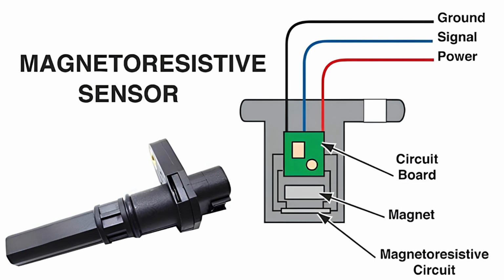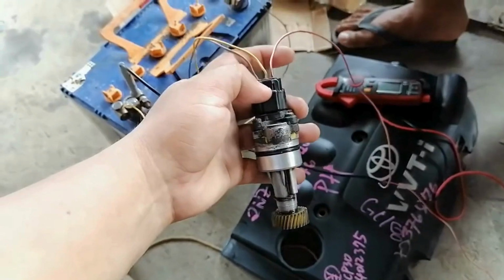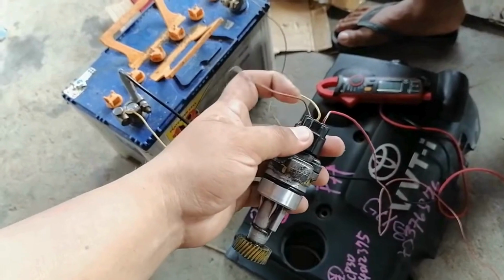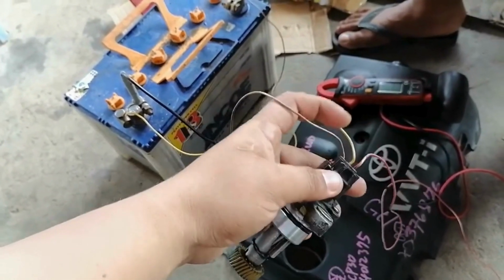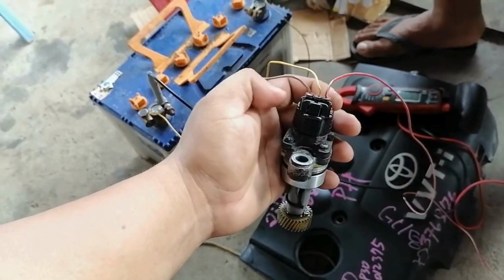An active speed sensor works differently. It needs a power supply from the vehicle and usually uses a Hall effect or magnetoresistive sensing element. Instead of producing a simple AC voltage, it creates a digital pulse signal. The control module counts those pulses to determine how fast the vehicle is moving. So before testing a vehicle speed sensor, always identify whether it is a passive or active type, because the wiring, signal, and diagnostic procedure are different.